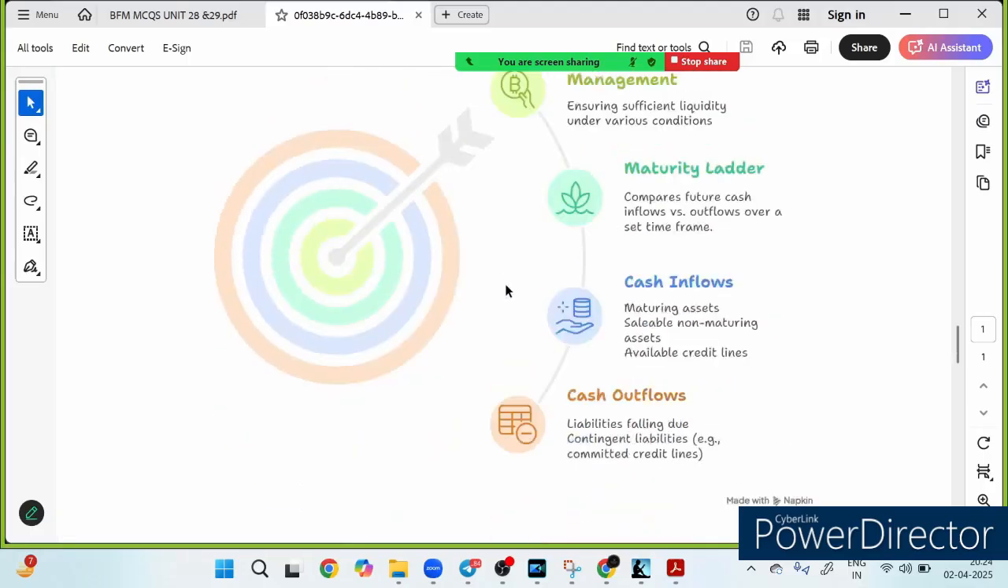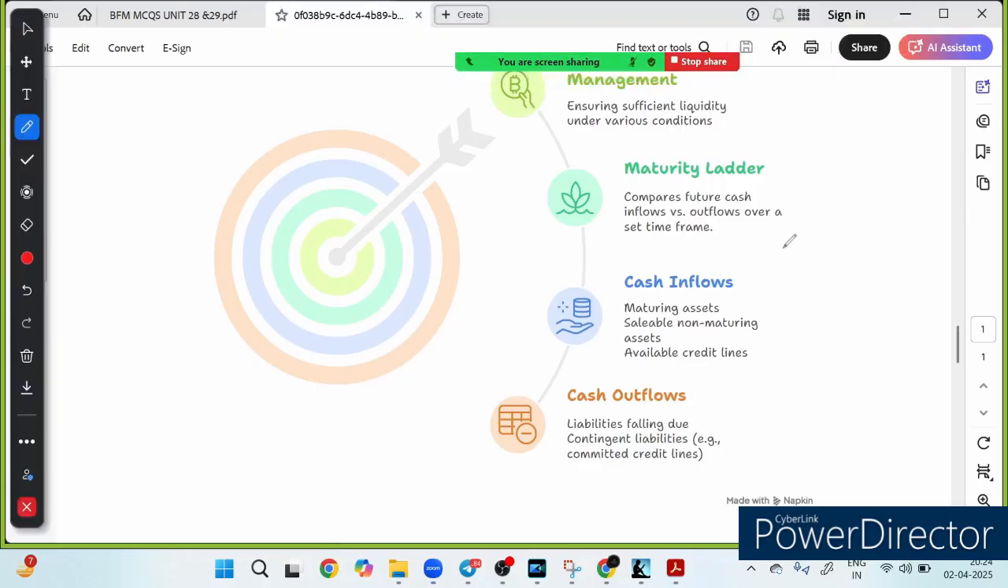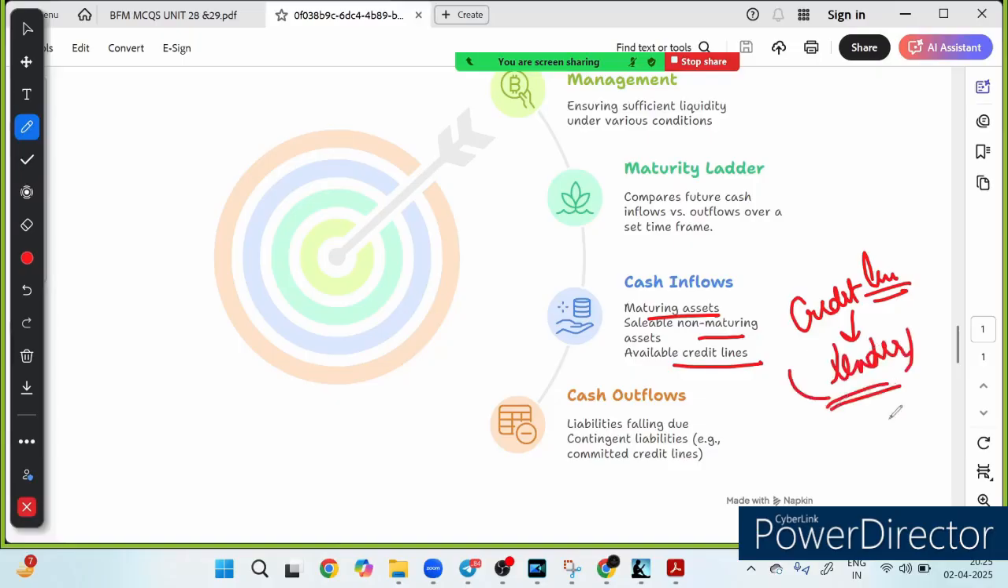See, cash inflow means those funds that are coming into the bank, right? So can you tell me from where funds can come into the bank? Like suppose some asset is maturing, like a loan that has been repaid, or some non-maturing asset has been sold, like property has been sold, or availing a credit line. Suppose someone is availing something called a credit line, right? So credit lines are like extra funds available for a lender. These are called cash inflow.